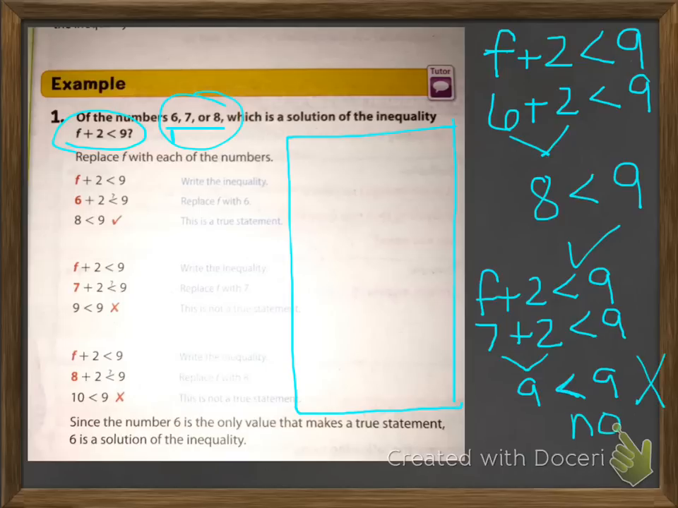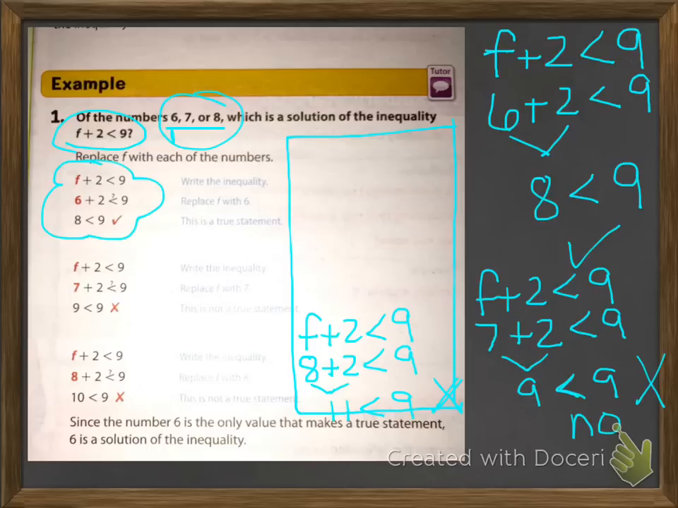And the final one is, and I'm going to have to put mine in here because I'm running out of space, f plus 2 is less than 9. Notice how I wrote this out 3 separate times. I'm going to substitute 8 over here. 8 plus 2 gives me 11. Is 11 less than 9? No, it is not. So therefore, our only correct solution is the first one that we did. The solution for this inequality based on the numbers they gave us is 6. Since the number 6 is the only value that makes a true statement, 6 is the solution of the inequality.